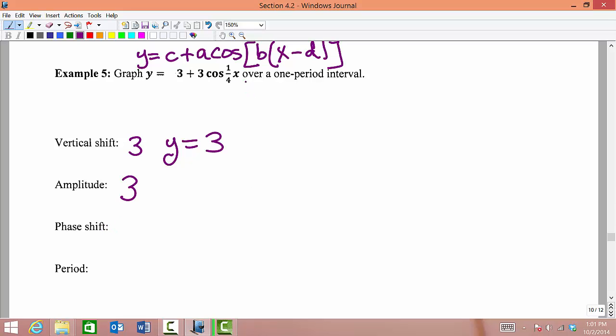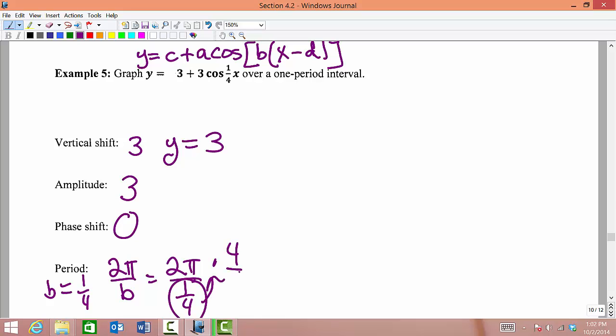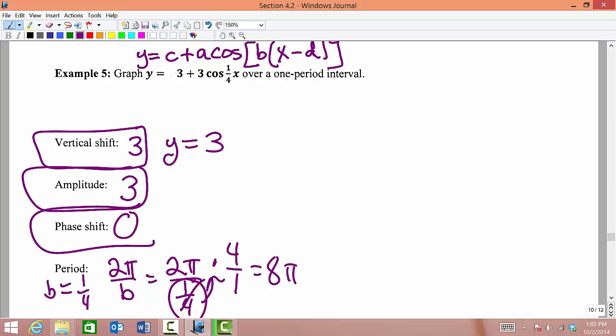The phase shift, well, I haven't added or subtracted anything on the outside, so there's no phase shift, but I have multiplied the inside of my function by 1/4. So the inside of my function multiplied by a number, that's my b. So if the b is 1/4, the period is 2 pi divided by b, 2 pi divided by 1/4. Flip the bottom fraction, change to multiplication, and we get 8 pi. So here's our vertical shift, our amplitude, our phase shift, and the period of our function.